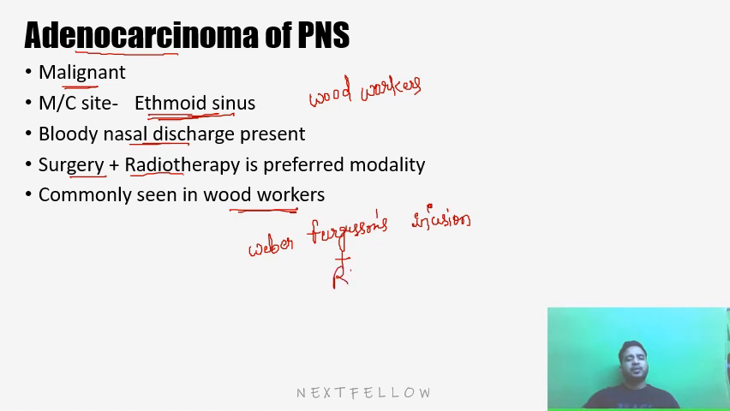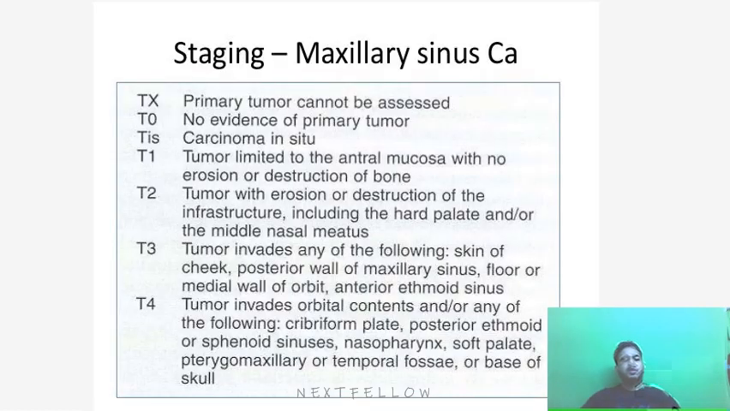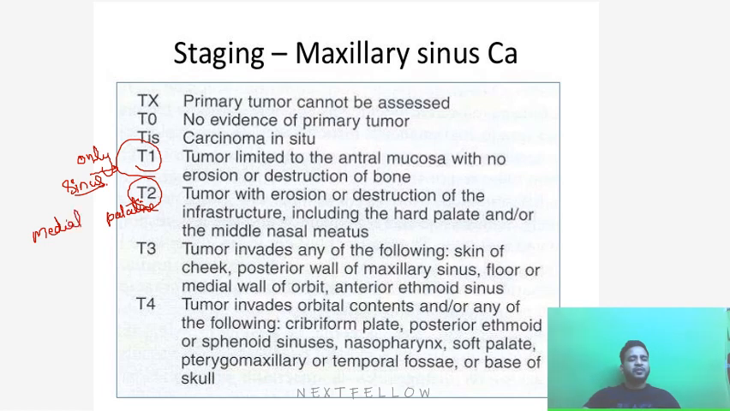Followed by radiotherapy. Now, staging of maxillary sinus, no need to remember so much, just a little idea. T1 is limited to the sinus only. T2 involves just the walls of the sinus, like the medial wall formed by the palatine bone, extending medially and inferiorly. If the maxillary sinus involves only the medial wall or the inferior wall, that means the palatine bone or the medial wall, then it is T2.